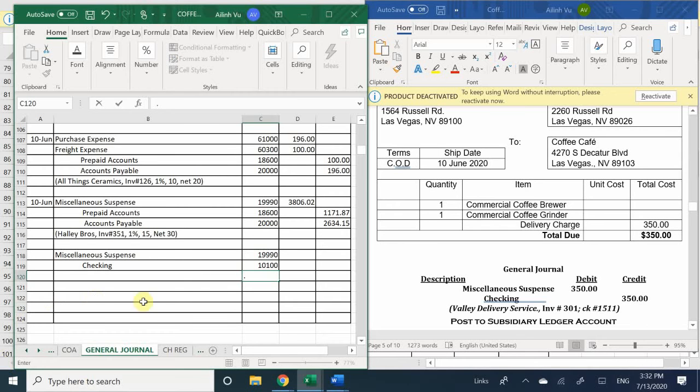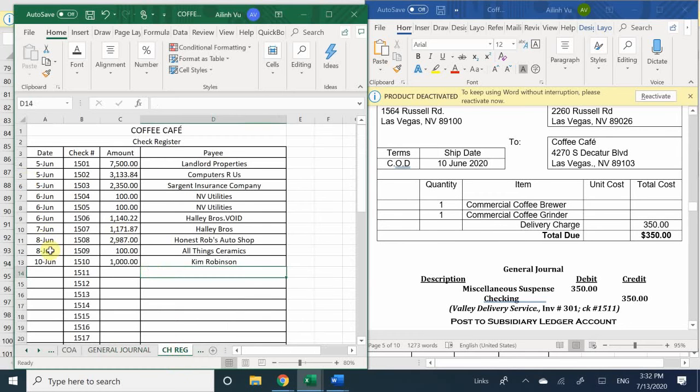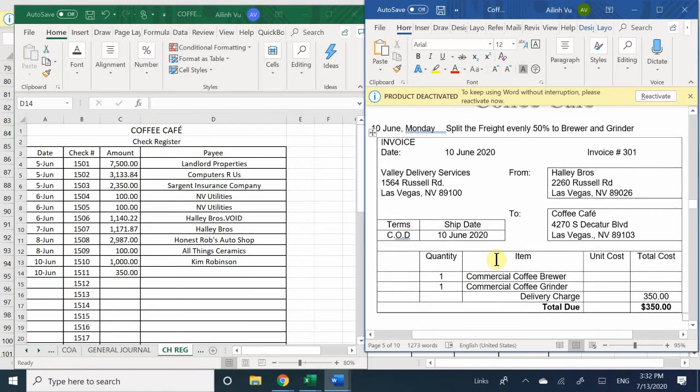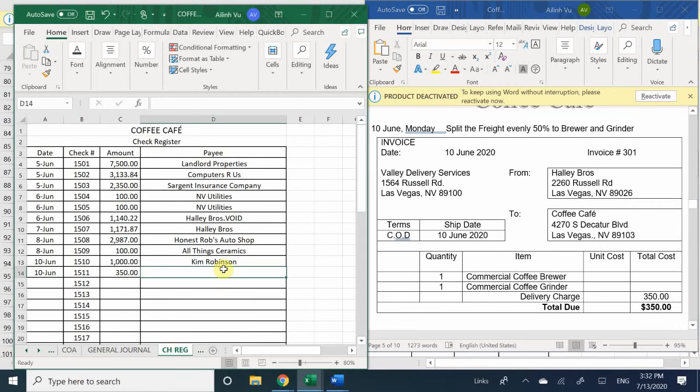And the first thing we're gonna do is write the check out. So here we're gonna validate that it's going to be for 1511. So 610. We're going to write for $350, and it's for Valley Delivery Services. Up here at the top, we got our invoice from Valley Delivery Services.